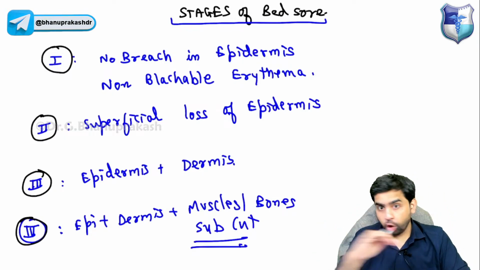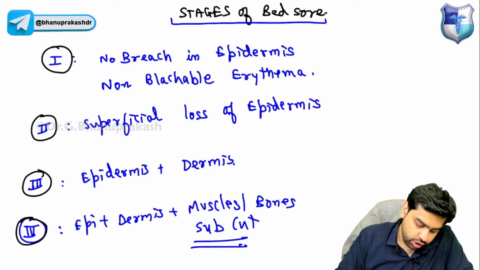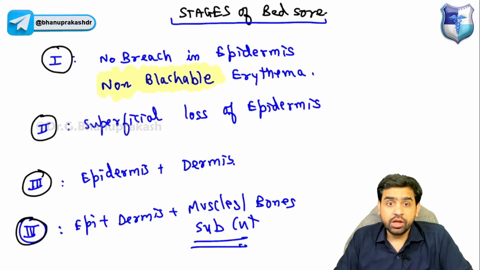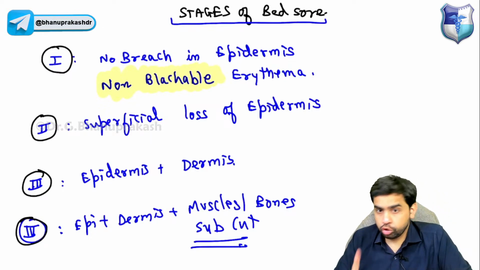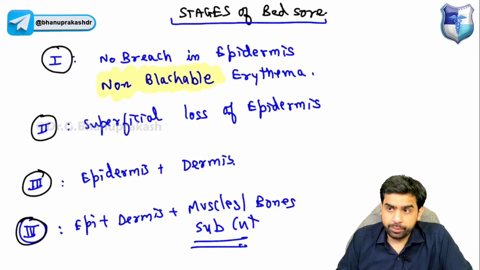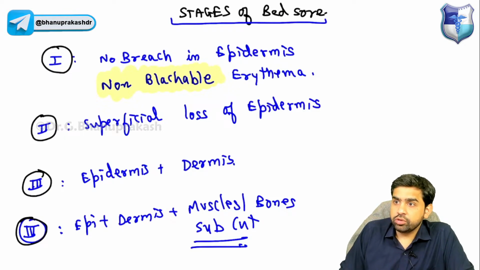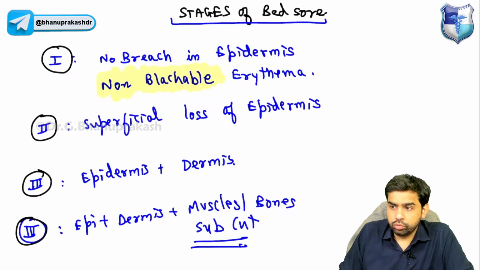Again, what is important is non-blanchable. In burns, in stage 1 burns, we get a blanchable erythema. What do we have over here? Non-blanchable erythema with no breach in the epidermis. That is stage 1. Stage 2 is superficial loss of the epidermis. Stage 3 is epidermis plus dermis. Stage 4 is epidermis, dermis plus underlying subcutaneous tissue, with involvement of the muscles and bones. I hope you have understood this. These are the stages of the bed sore which you need to understand.